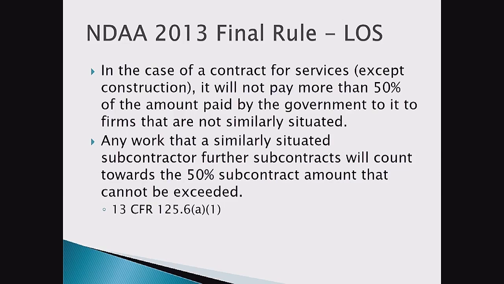The percentages are very similar to what we've already known. For example, for services, it's 50%. But you'll notice nothing is excluded. There's no discussion of materials or anything. I'll talk about mixed contracts later, but it's basically, if this contract is for services, 50% of that needs to be retained by small businesses, either at the prime or sub level. The other 50% could be subcontracted.